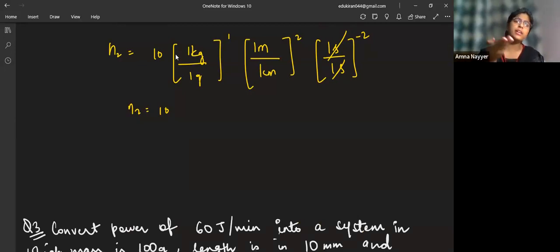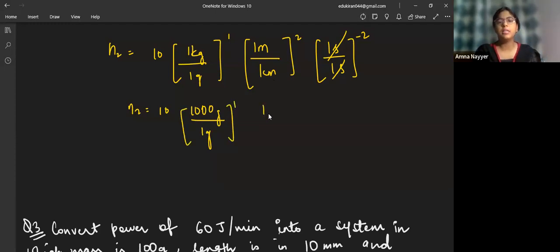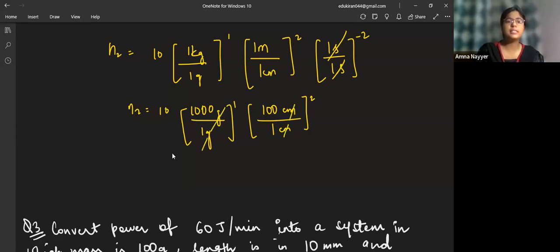So it's better if we write directly 1 kg as 1000 grams, because even if you write 1 gram as kgs, that will be 10 to the power minus 3, and when it goes to the numerator, it will again become 1000. So directly I am writing 1 kg is 1000 grams divided by 1 gram to the power 1. 1 meter is 100 centimeters by 1 centimeter to the power 2. And this has anyways got cancelled. So this is it. Now N2, this is 10. 10 into this is 10 to the power 3, that is 1000. Now 100 square, this is 10 to the power 4, so 4 zeros are going to be there.